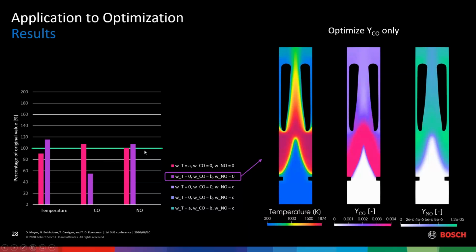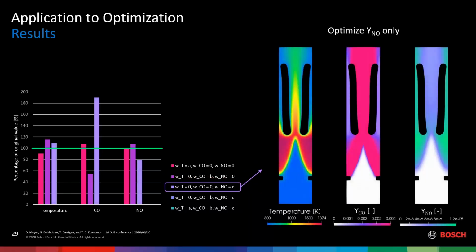However, temperature and nitrogen oxide go up at the same time. When we optimize NO, the optimizer does exactly the opposite, so it moves the heat exchanger a little bit closer to the flame front because NO is primarily generated in regions of high temperature and long residence times. And when we look at our optimization targets, we see that indeed NO gets reduced by 20%. However, CO increases a lot, and also the thermal efficiency is worse than before.